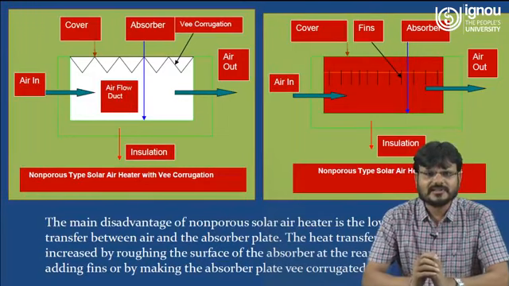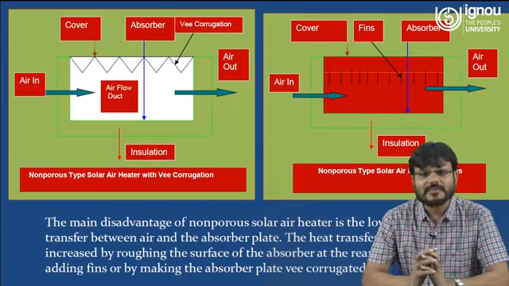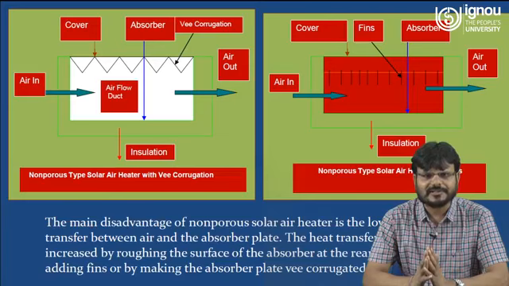Here you can see the non-porous type solar air heater with V corrugation and another is non-porous type solar air heater with fins. The main disadvantage of non-porous solar air heater is the low heat transfer between the air and the absorber plate, right? The heat transfer can be increased by roughening the surface of the absorber plate at the rear, by adding fins, or by making the absorber plate corrugated.